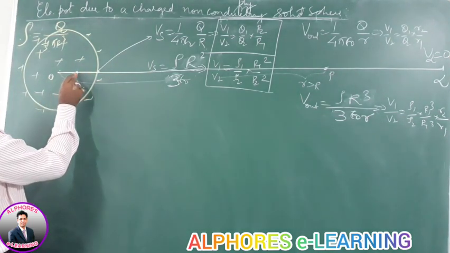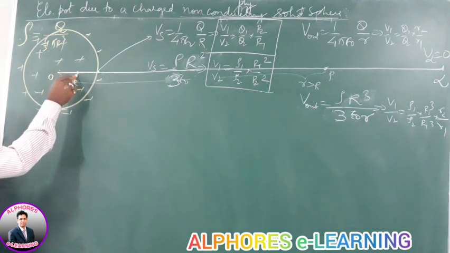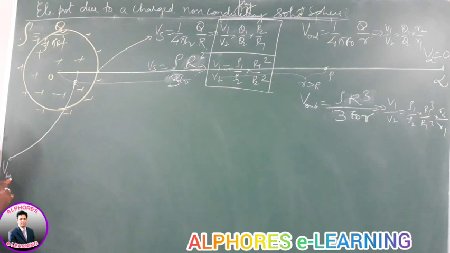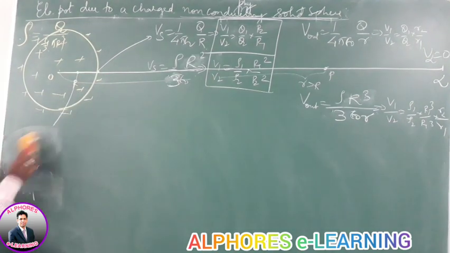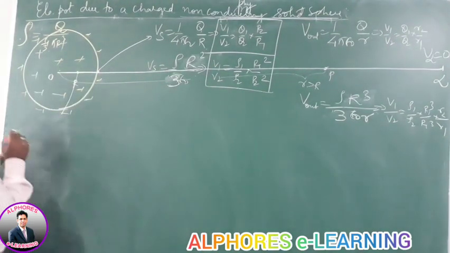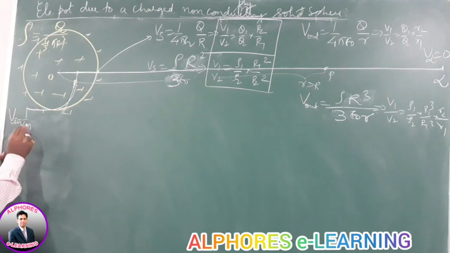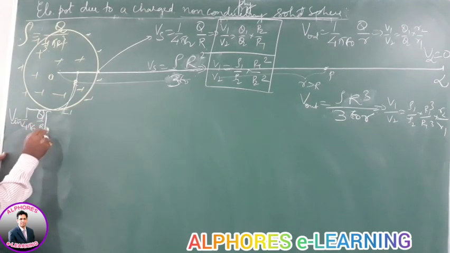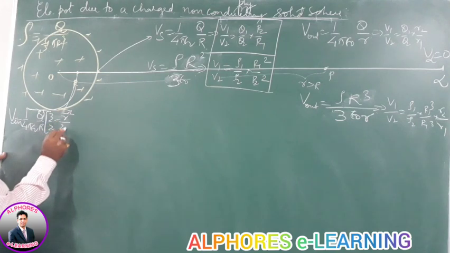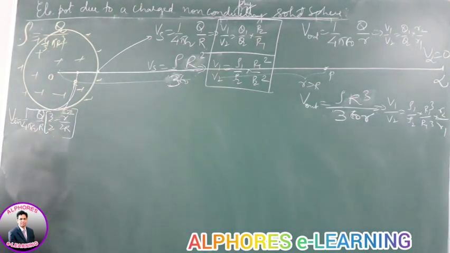Suppose he is asking to find the potential at the inside point. V inside, at any inside point, is 1 by 4 pi epsilon naught, capital Q by capital R, bracket 3 by 2 minus r square by 2 capital R square. This is the formula.